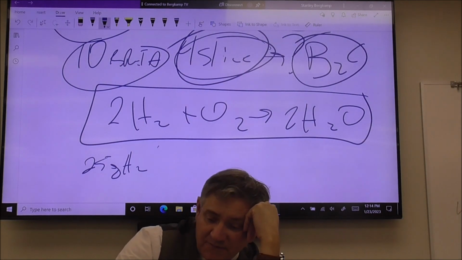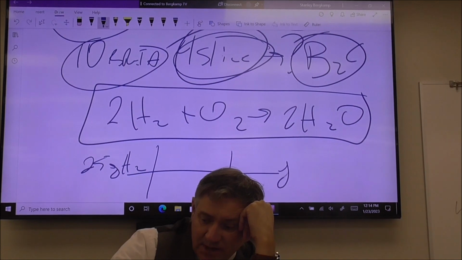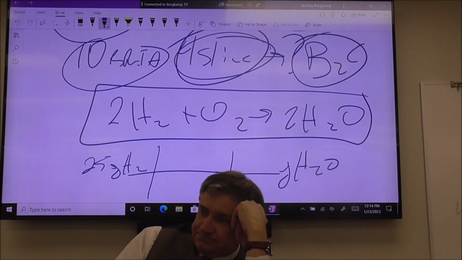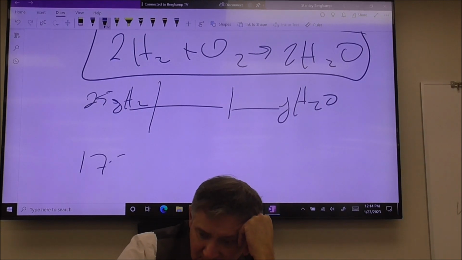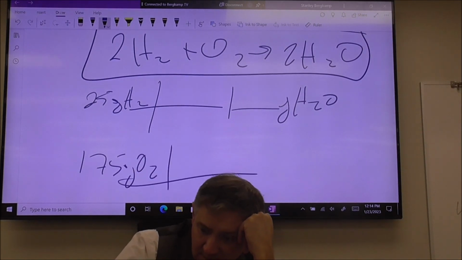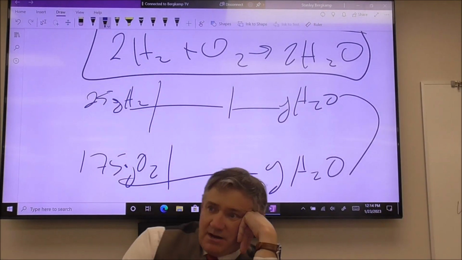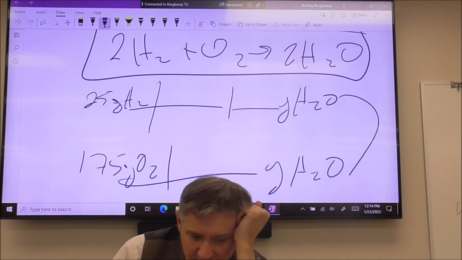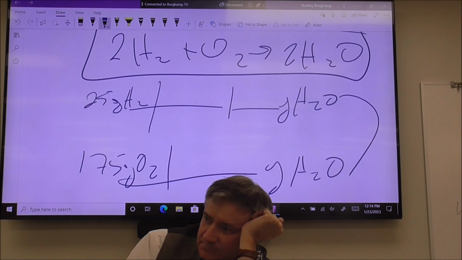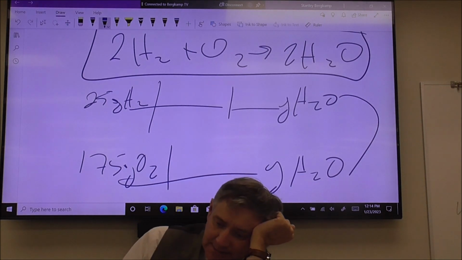So take 25 grams of hydrogen, eventually come out here and roll that into grams of water. And then take the 175 grams of oxygen, and roll that into grams of water, and you're going to see which one produces the smallest amount of water. The one that produces the smallest amount of water is the limiting reactant. Okay? There you go.